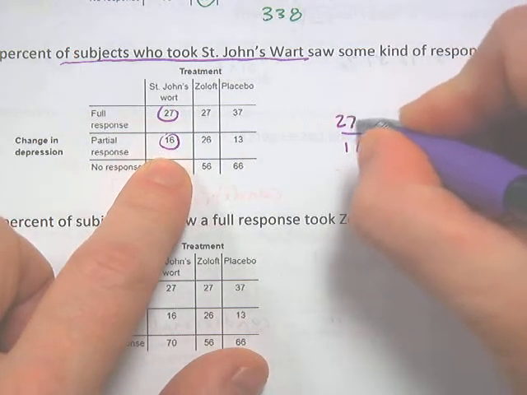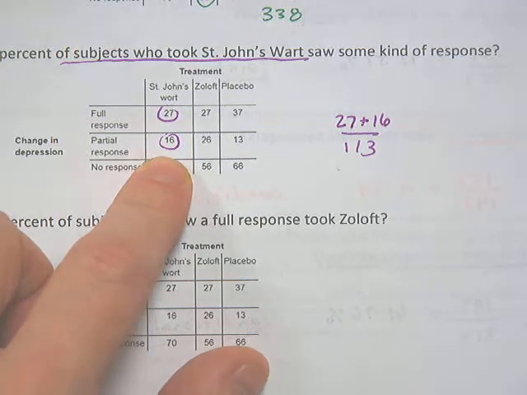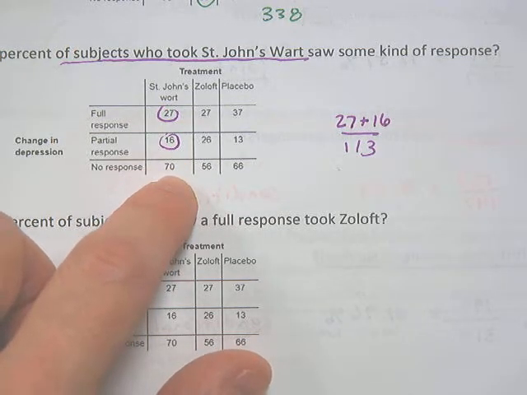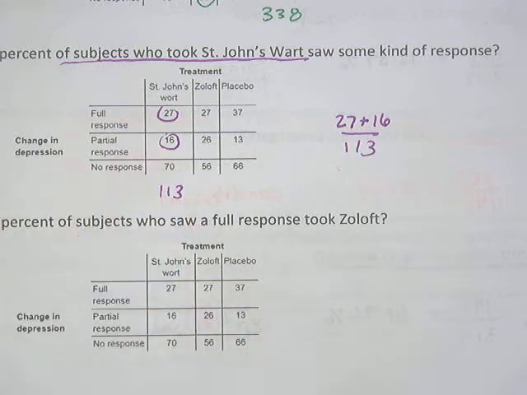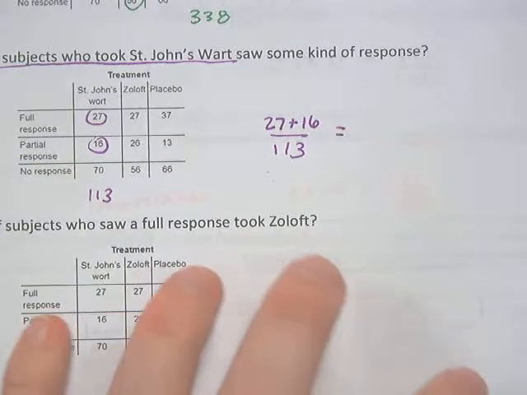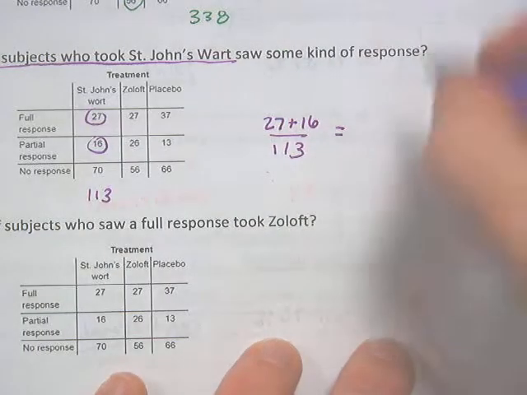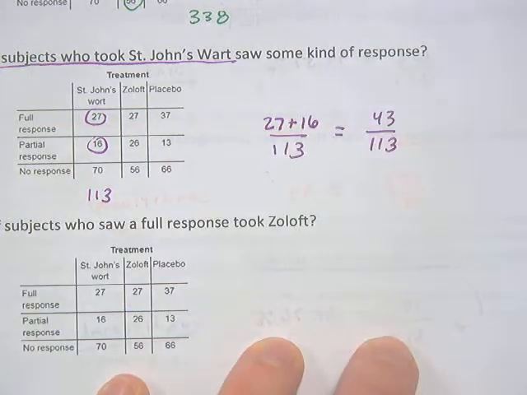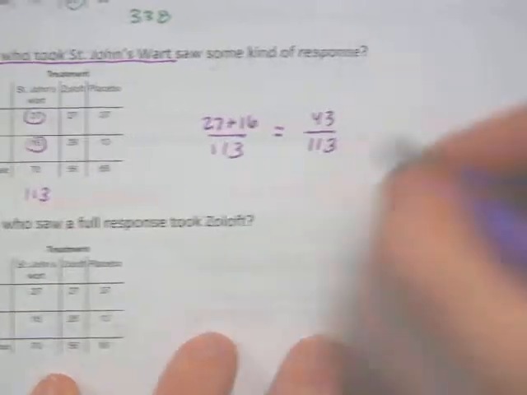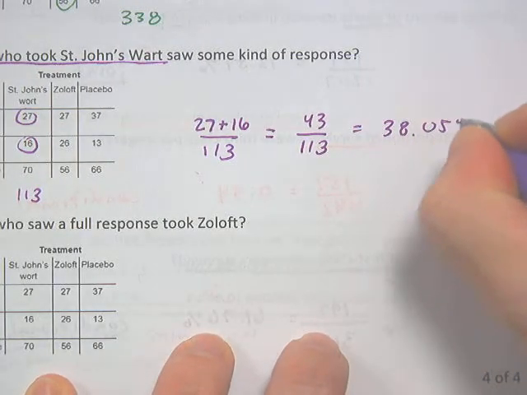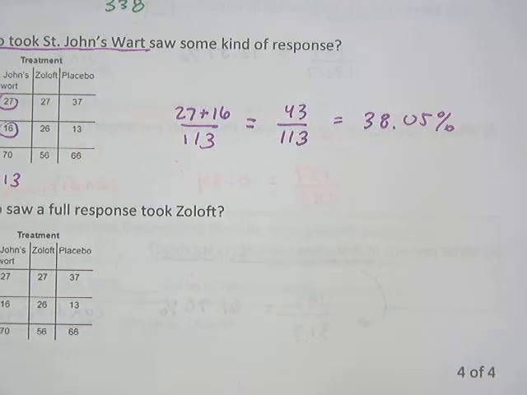So you're actually going to add the 27 and the 16 together. You're just leaving out everybody who didn't see a response at all. So if you missed that one, then that was probably your oversight, is you didn't add those together. You probably just went to like full response or partial response, but it's both of those. So that's 43 out of 113. And that is 38.05%. Now, if you're rounding differently than me, but you're getting something close to this, that's great.